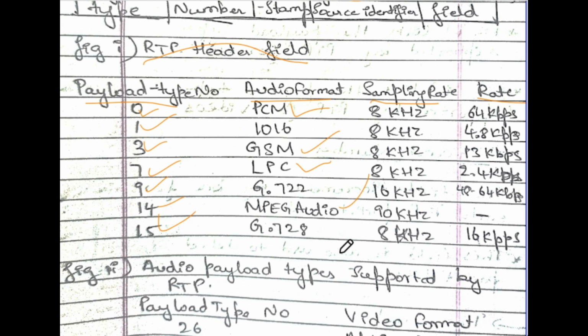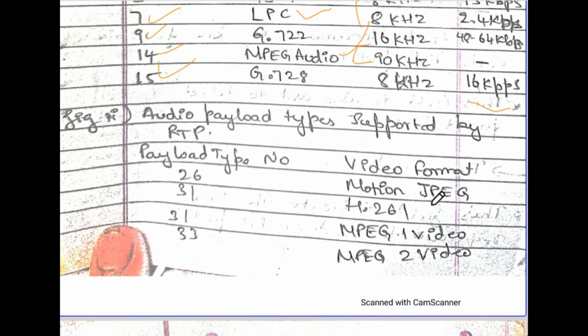G.722, G.728. In sampling rate, 8 kilohertz four times, then 16 kilohertz, 90 kilohertz, and 8 kilohertz is the same. In this rate, 64 kbps and 16 kbps must be kept as it is, and before 16 kbps, one hyphen should be there. The rest you can write whatever we want.